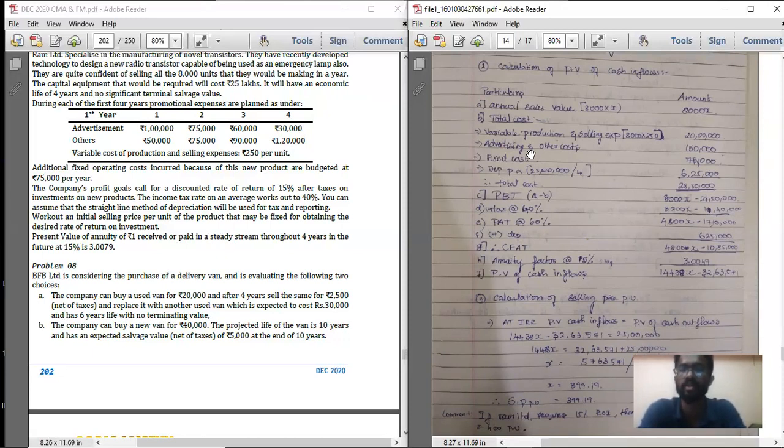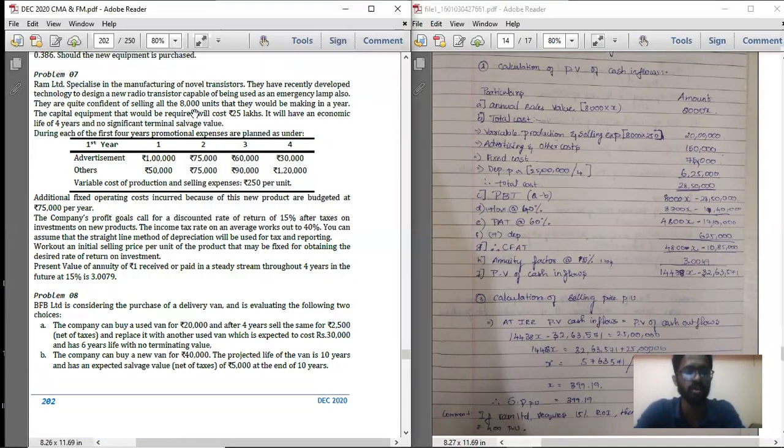Advertising and other costs, in the amount column record 1 lakh 50,000. Below that, they have given an additional point: additional fixed operating costs incurred because of the new product are budgeted at 75,000 per year. So every year the budgeted fixed cost is 75,000. Put an arrow mark: fixed cost, in the amount column record 75,000.